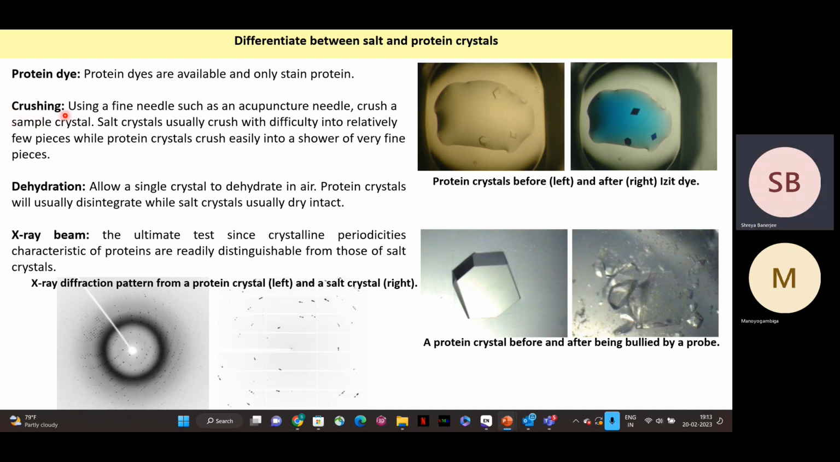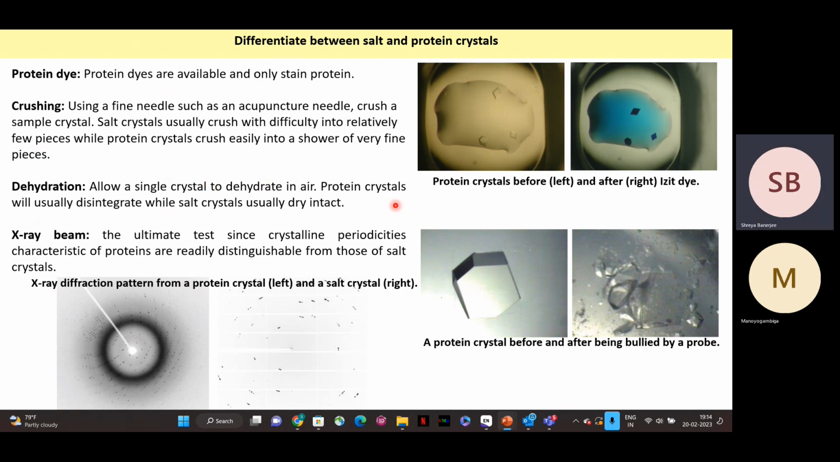Another method is called crushing. So since you know that in protein crystals, 70 to 80% volume is basically solvent, you can use a fine needle, such as an acupuncture needle, and crush the crystal. The salt crystal will crush with very much difficulty and into few pieces, while the protein crystal will be completely obliterated and have a shower of very fine pieces. So here you can see a protein crystal, which after crushing just basically becomes like a powder.